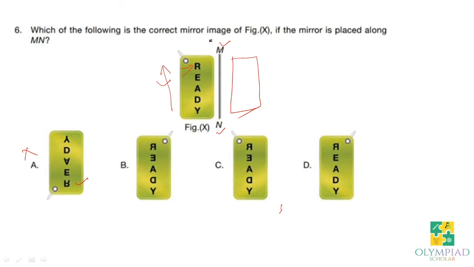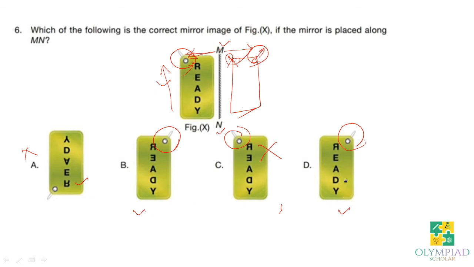Another rule: the distance of the objects will be equidistant. Suppose this person is a little bit away from the mirror, so definitely this person will be here. So this can be correct and this can be correct, but option C cannot be correct because it is present towards here. This cannot be the answer. This person has to be here. Now we have to check option B and option D.